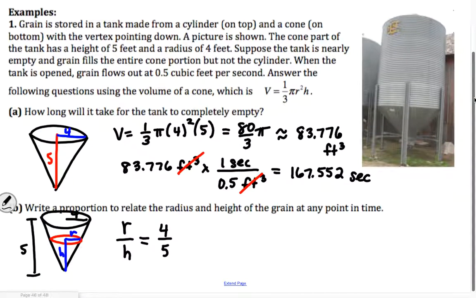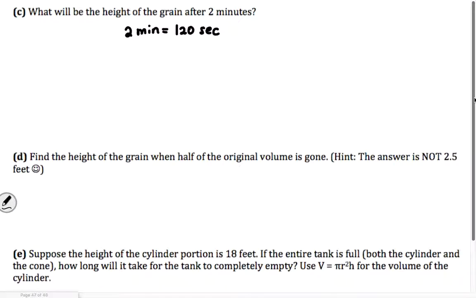I want to know how quickly it's draining out. Do we write a proportion? We could. Okay, let's think about what happens in 120 seconds. How much are we losing over that 120 seconds? How many cubic feet is gone? 60. How'd you get that, Hallie? Yeah, remember we're losing half of a cubic foot every single second. So after 120 seconds, we've lost 60 cubic feet. So how much grain is left?